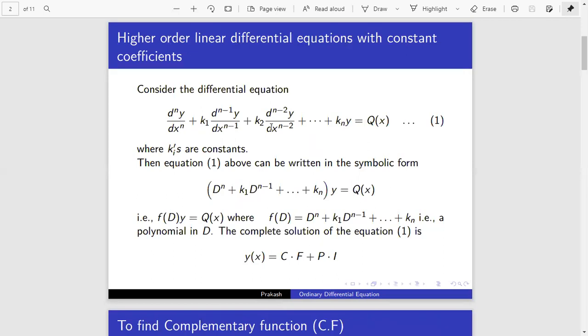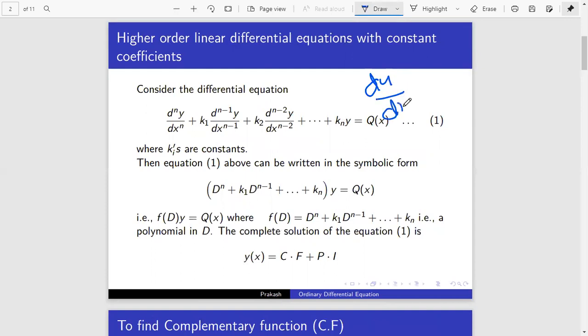Do all of you know the first order linear differential equation? For example, we can write dy by dx plus Py equal to some Q of x. If we have this equation, we already know how we can solve it. We can use the integrating factor: we find the integrating factor and then we can solve this.